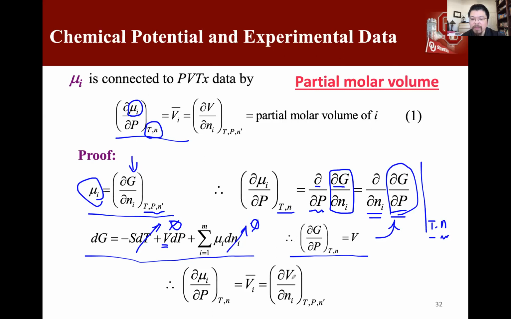Now we are going to put the volume back into the second order derivative. So we have dV over dn i, the total volume with respect to component i at fixed temperature and pressure. If I'm looking at component i, then all the other components are fixed. That is exactly the definition of partial molar volume. So this is how we have this equation proved.